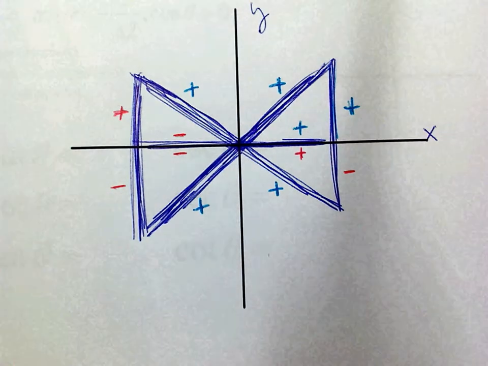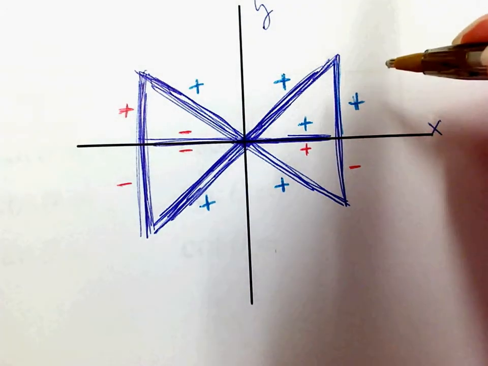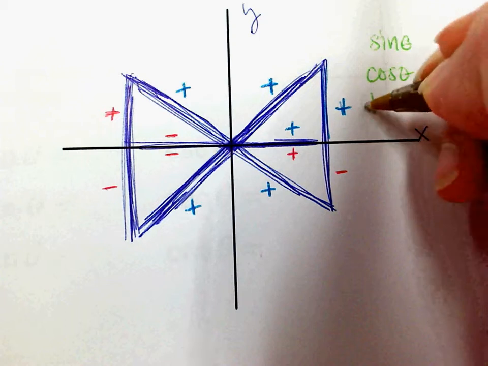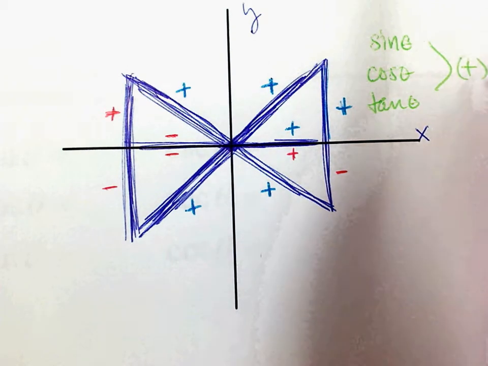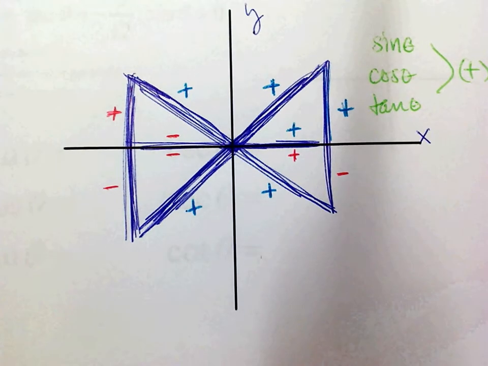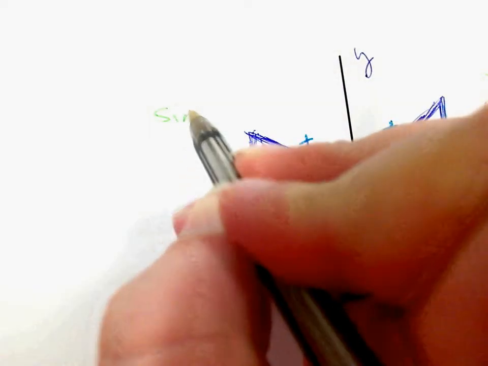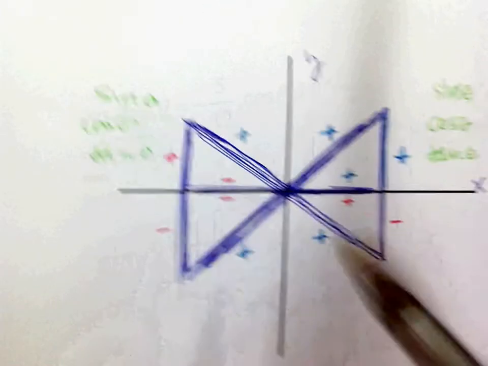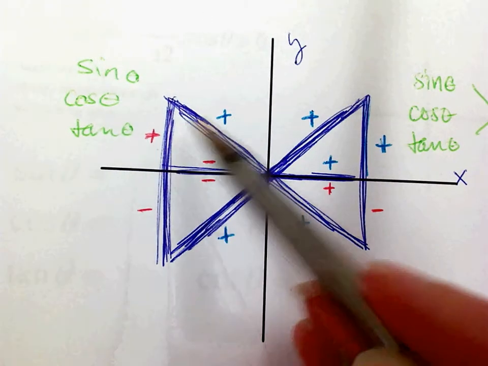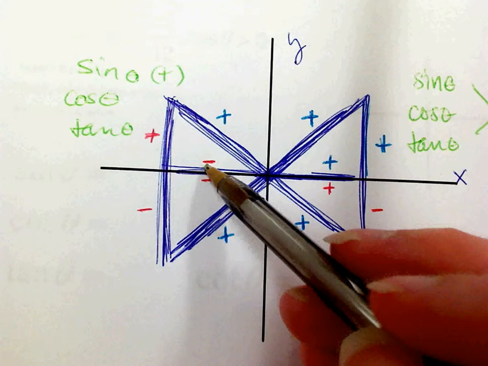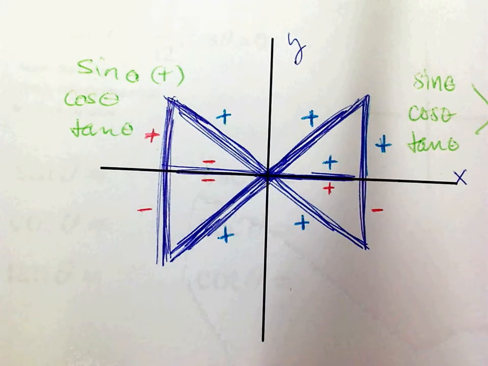Now let's talk about the sine, cosine, and tangent. If everything is positive, what does that mean to you about sine, cosine, and tangent? Sine, cosine, and tangent are all positive. Okay. So let's look in this quadrant. Sine is opposite over hypotenuse. Positive over positive is positive. Cosine is adjacent over hypotenuse, right? So negative over positive is negative.